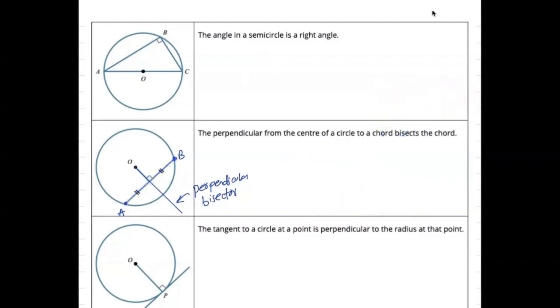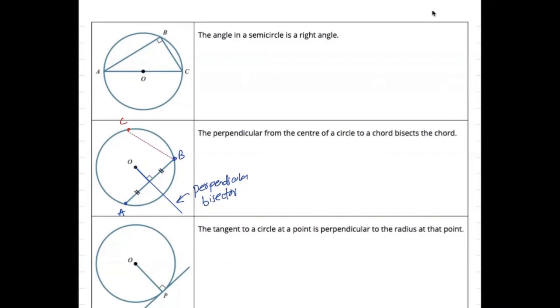Now, this perpendicular bisector, the property says that the perpendicular bisector of the chord must pass through the center of the circle. So the center of the circle is going to be lying on the perpendicular bisector. Now here is another interesting thing. If I take another point C, and if I join points C and B, would you agree that this is going to be a chord?